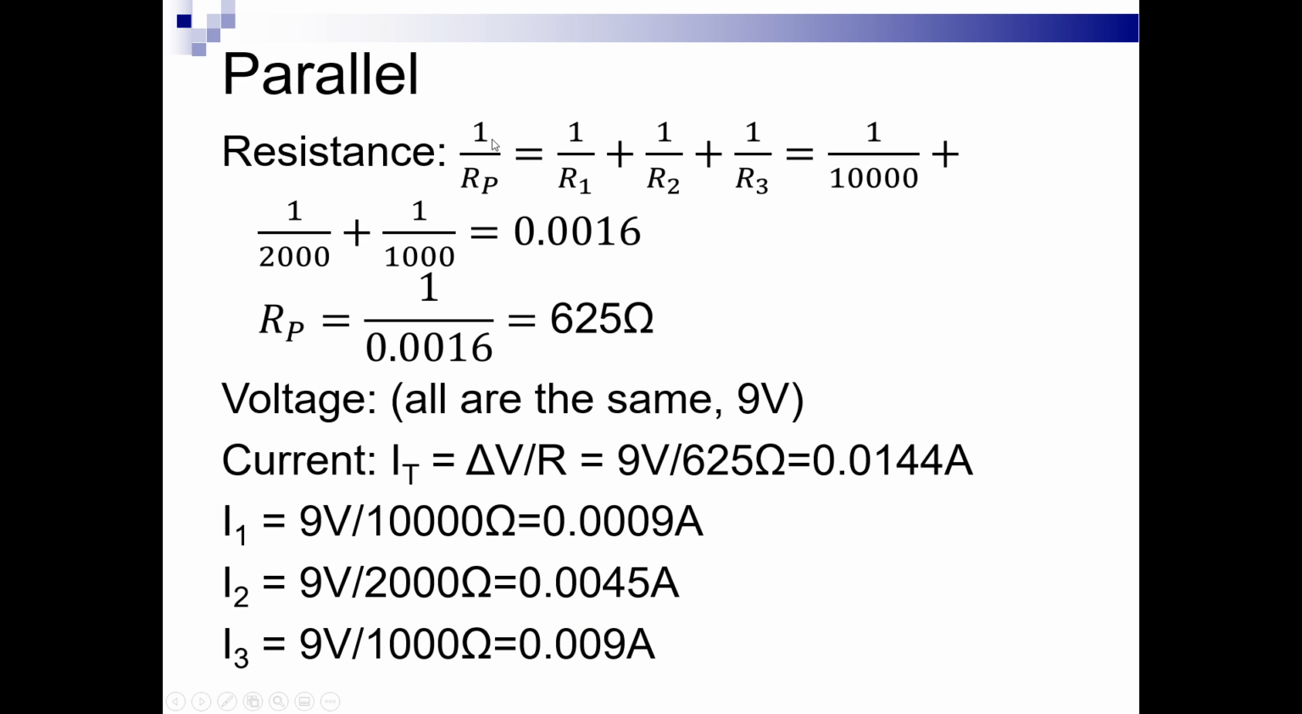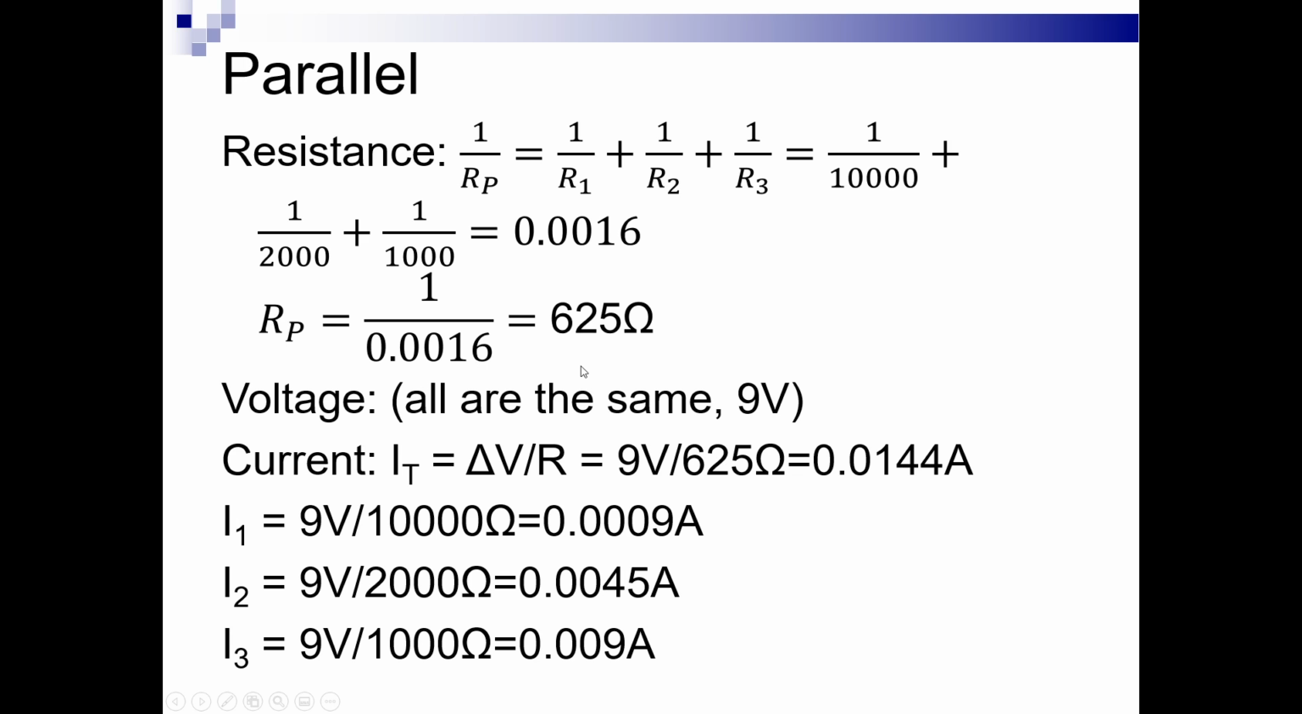So to find the parallel resistance, you add 1 over the individual resistances. So that's 1 over 10,000 plus 1 over 2,000 plus 1 over 1,000, which is 0.0016. I did it with my calculator. I didn't bother with finding common denominators. And then because this is in the denominator, you just have to take the inverse of that. And so I get 1 over 0.0016, which is 625 ohms.